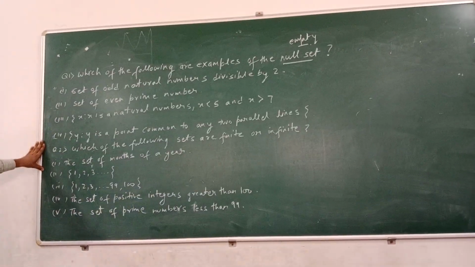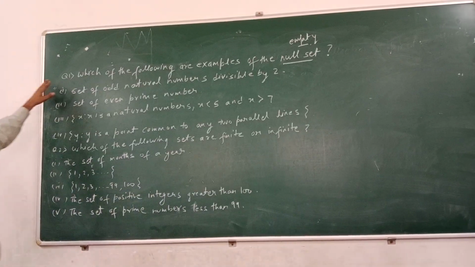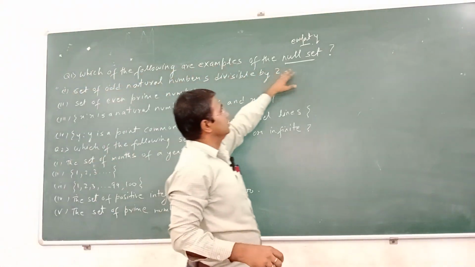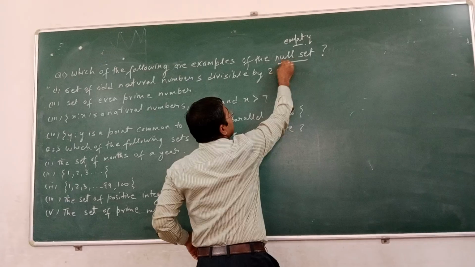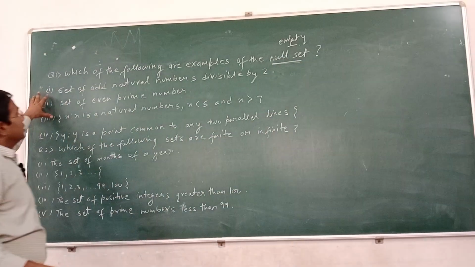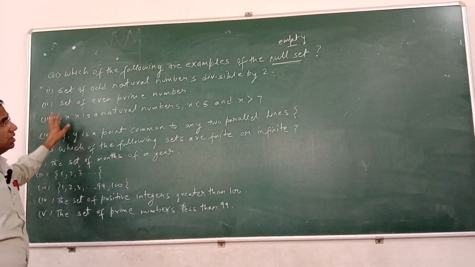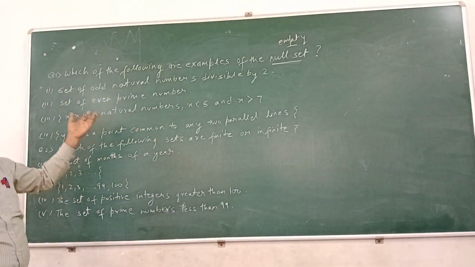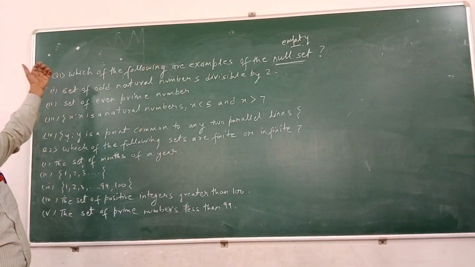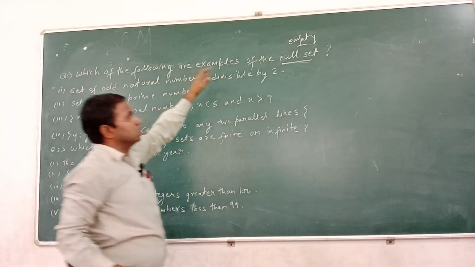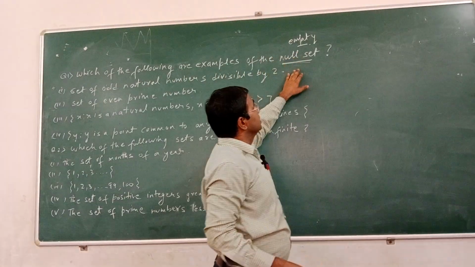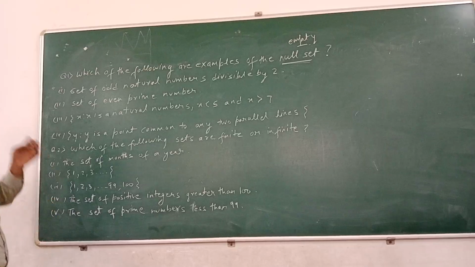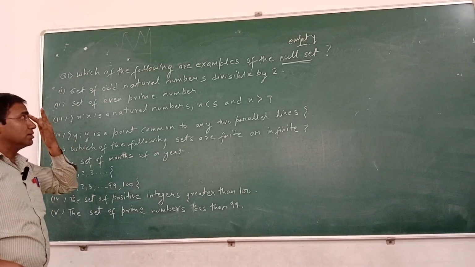So here questions are written. See what the question is saying. The first question is saying: which of the following are examples of null set? Four examples are given, and you have to tell which one is a null set and which one is not. Null set means empty set. Empty sets are those sets in which no elements will be there. I had explained this in the last class.